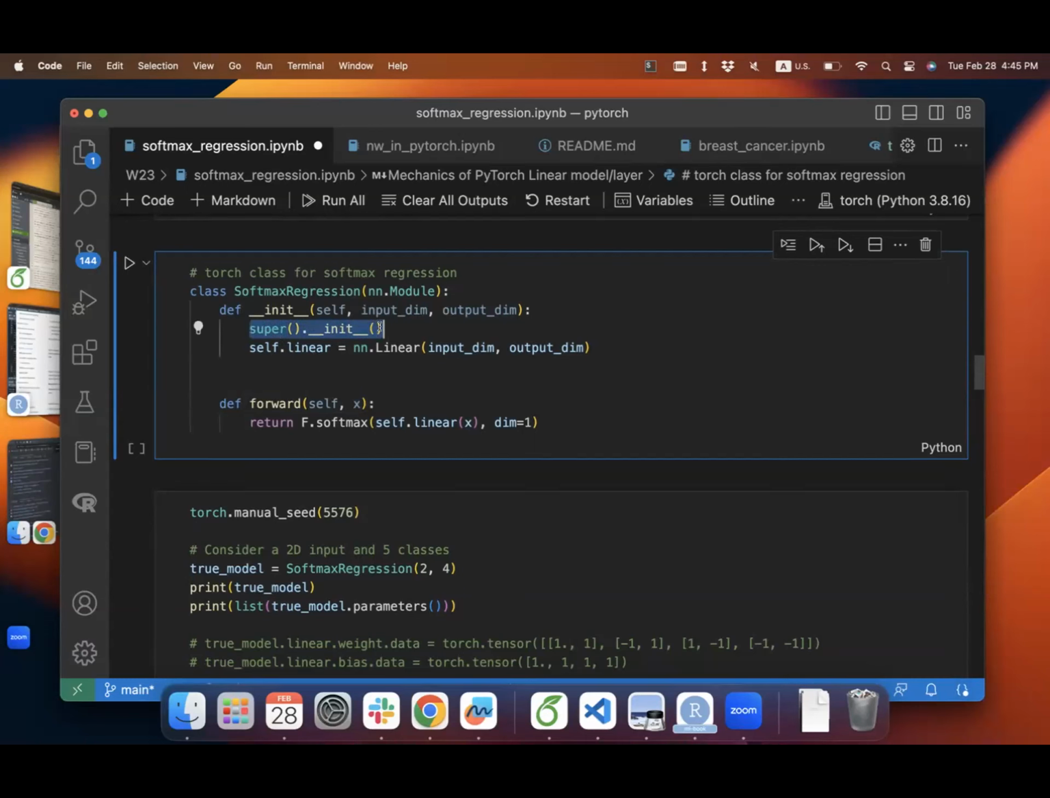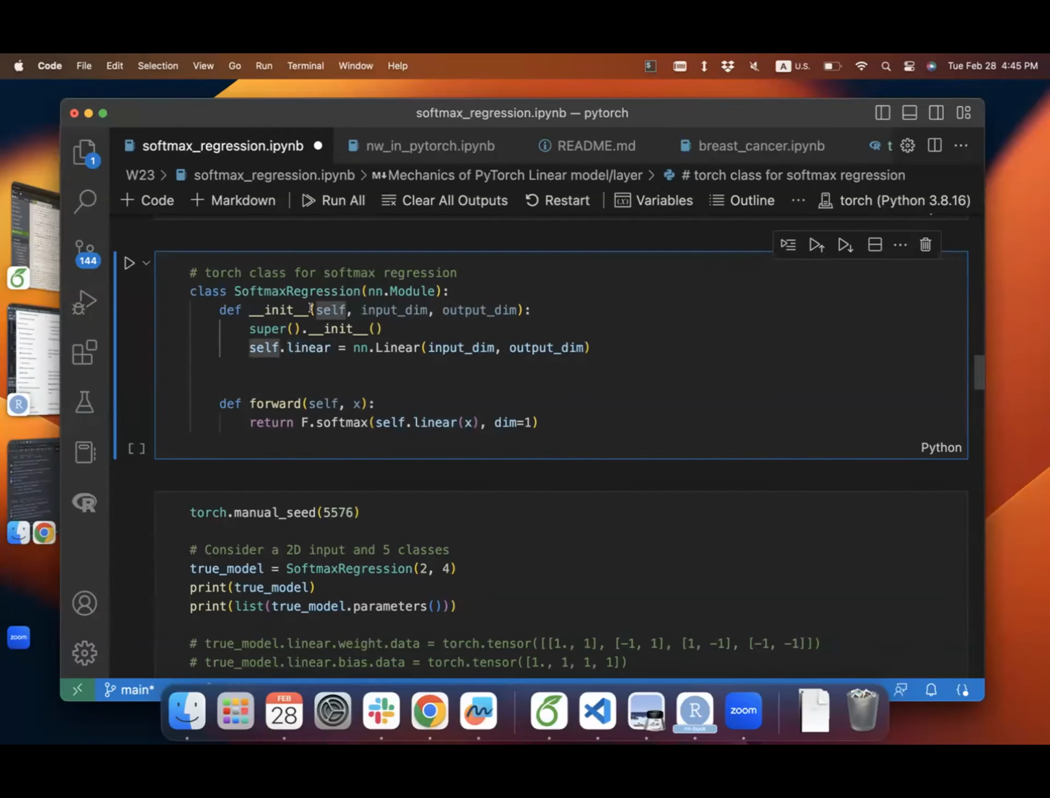So this is just the convention of calling the init function of the parent. So this first initializes whatever the initialization of the parent is doing. And then here we define a linear layer. Okay, so that's my softmax regression. It has theta, a linear layer. So I give the input and output dimensions to my constructor and then initialize this linear layer with that and store it in this linear property.